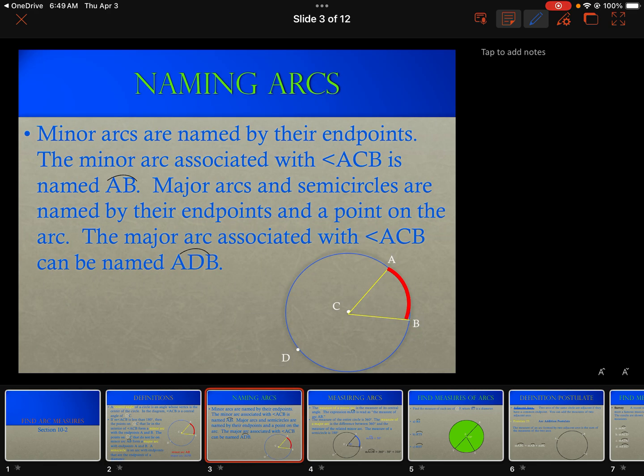Okay, so naming arcs, pretty sure we just talked about that, but you name them with their endpoints. The minor arc associated with angle ACB is named arc AB. The major arcs and the semicircles are named by their endpoints and a point on the arc. So the major arc would be arc ADB.